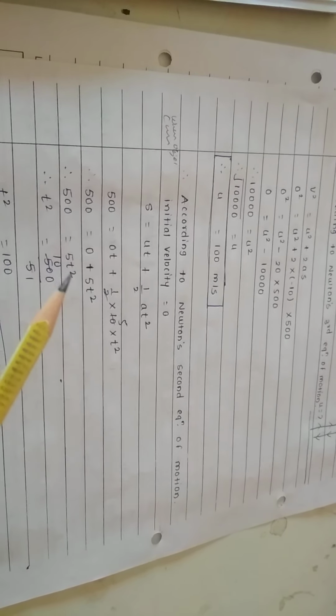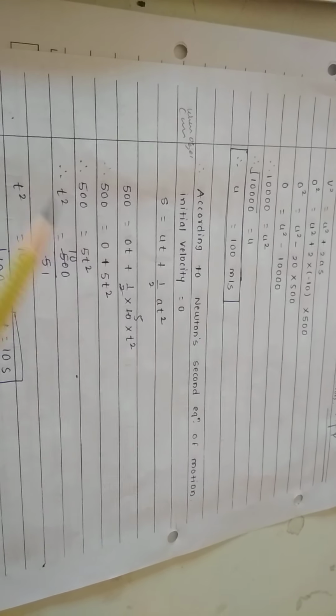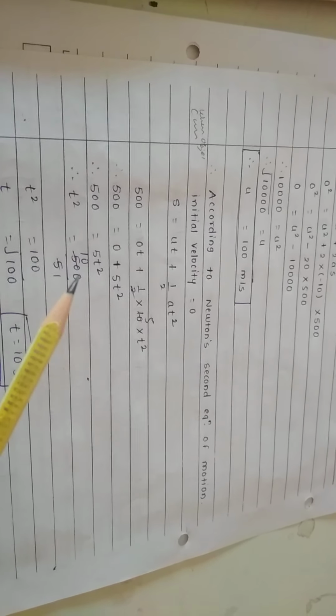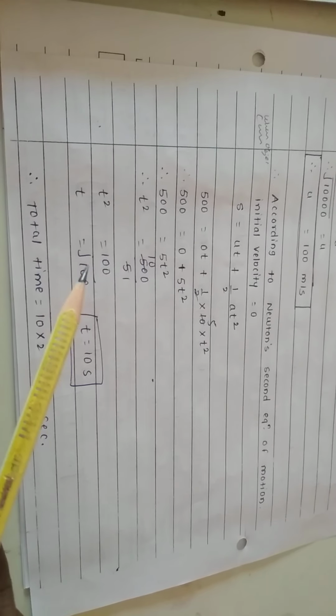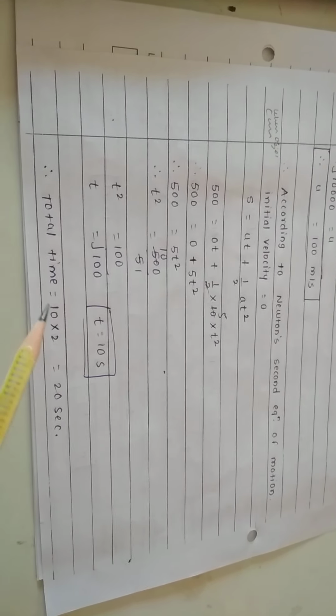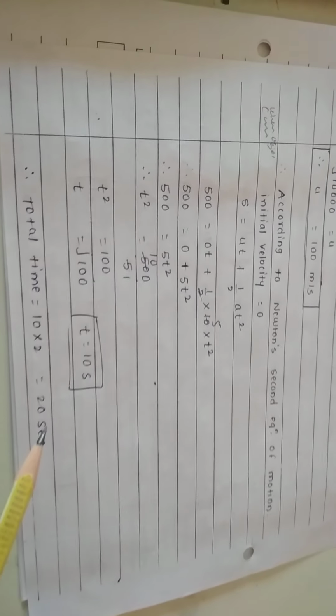Therefore, 500 is equal to 5t square. Therefore, t square is equal to 500 divided by 5. 5 ones are 5, 5 tens are 50. So, t square is equal to 100. Therefore, t is equal to under root of 100. So, t is equal to 10 seconds. Therefore, total time is 10 into 2, that is 20 seconds.